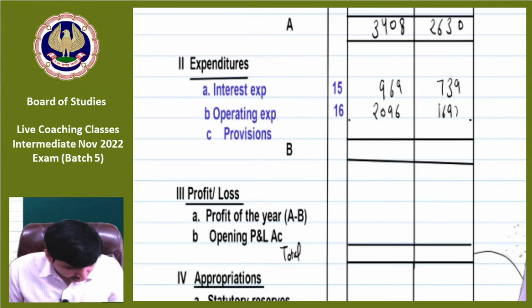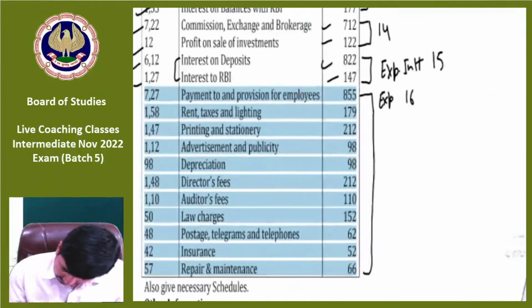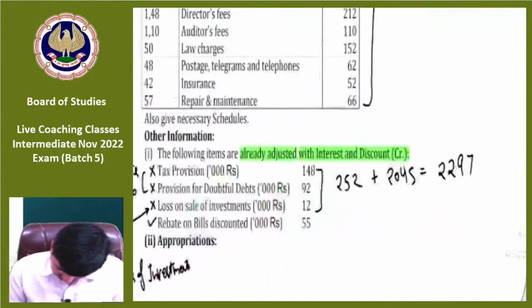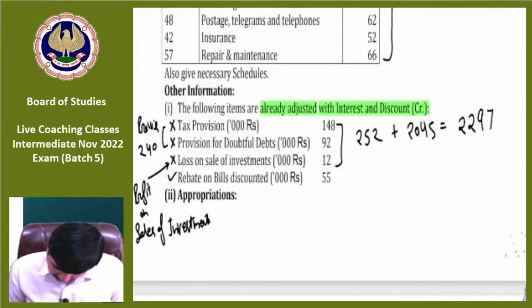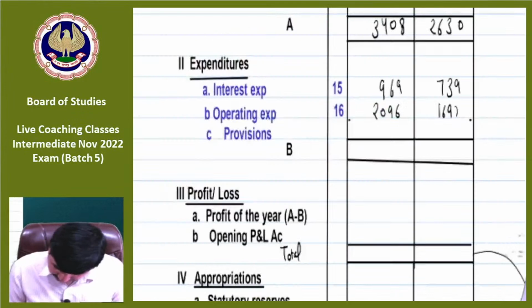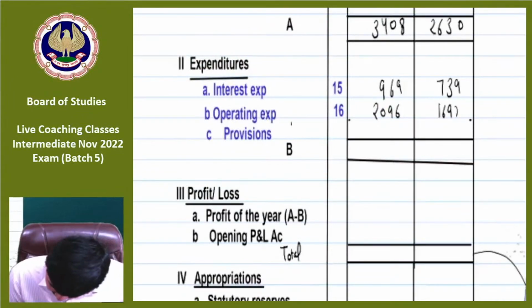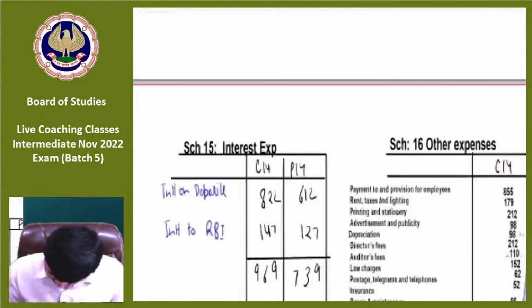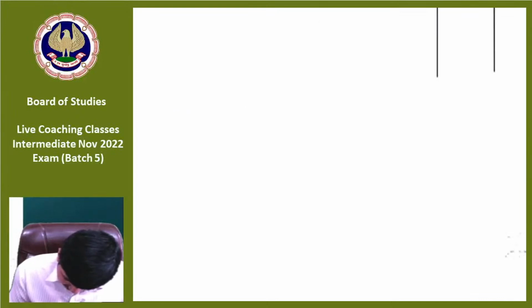It was the total of two figures. Provision for tax and provision for doubtful debts. You can prepare a working note. Working note number 1. Please do prepare a working note. Working note number 1. Give heading provisions.